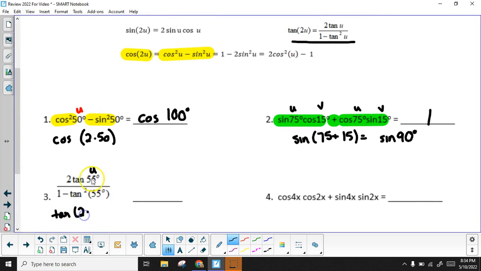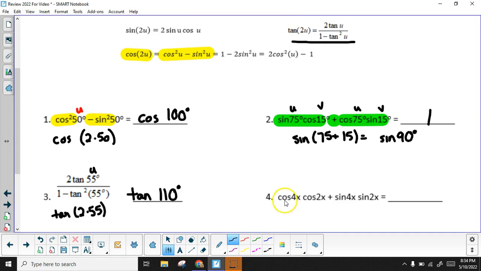Tangent of 2 times our u value is 55. 2 times 55, that is going to be the tangent of 110 degrees. Since 110 is not a unit circle value, then we leave it there. That's as far as we have to go.